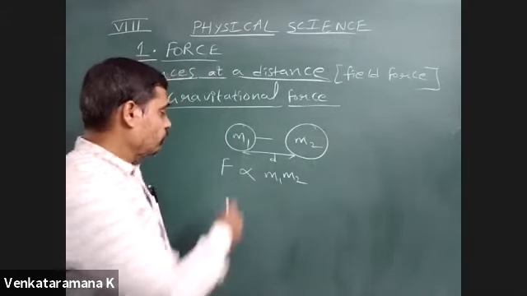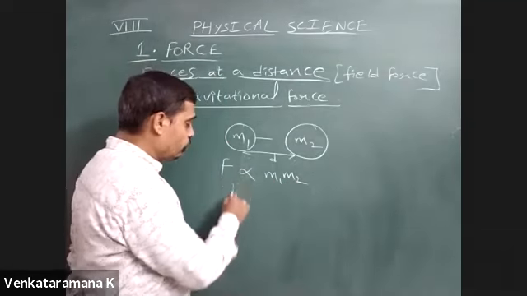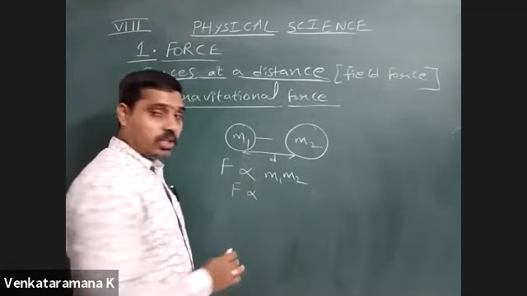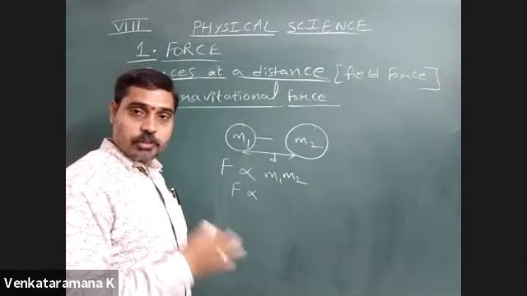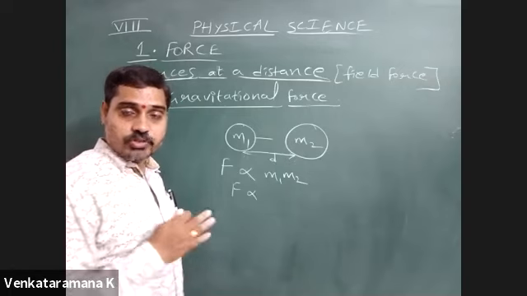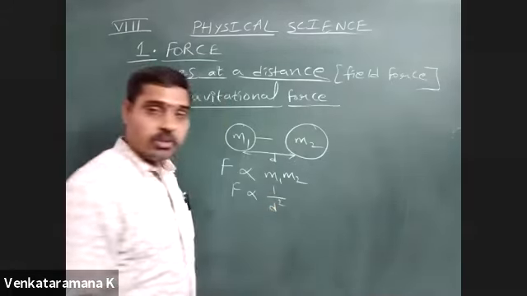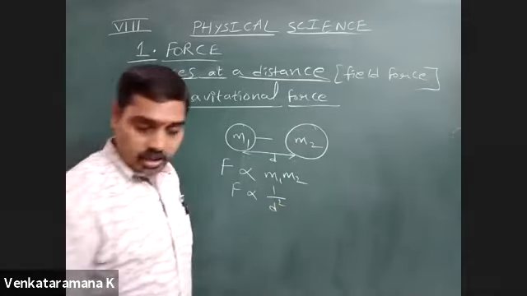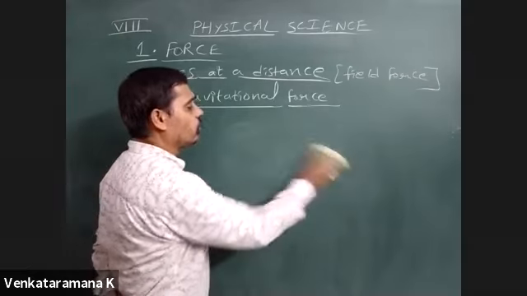That means the force of attraction is directly proportional to m1 m2. It is inversely proportional to the distance: if the distance is more, the force will be less, and if the distance is less, the force will be more. That is 1 by d square. So in that way, we have a force, and this force we call gravitational force.